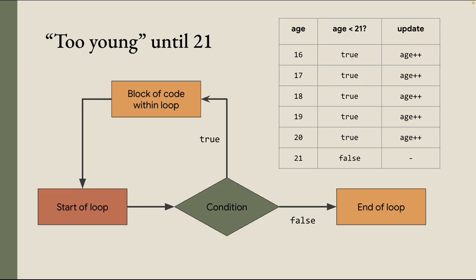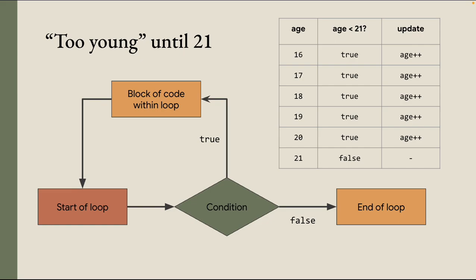Then we do our age plus plus again. We get to 18, then 19, then 20. Finally, when the age is 21, and we check the condition, is 21 less than 21? No. 21 is 21. We finally get false and we end the loop.